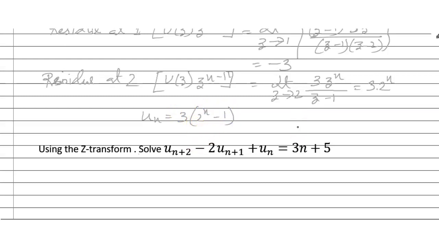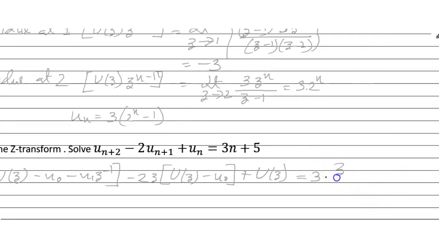Now friends, we are solving another problem. That is u(n+2) minus 2u(n+1) plus u(n) equals 3n plus 5. So u(n+2) is equal to z square U(z) minus u0 minus u1 z inverse, minus 2 z U(z) minus u0, plus U(z) equals 3 divided by z into z minus 1 whole square plus 5 into z divided by z minus 1.